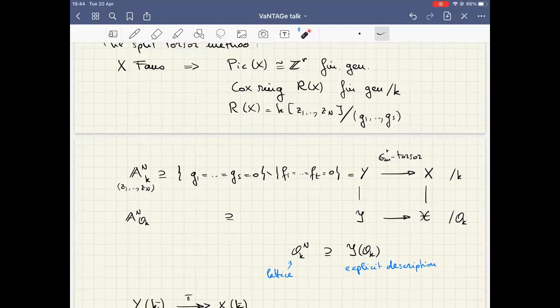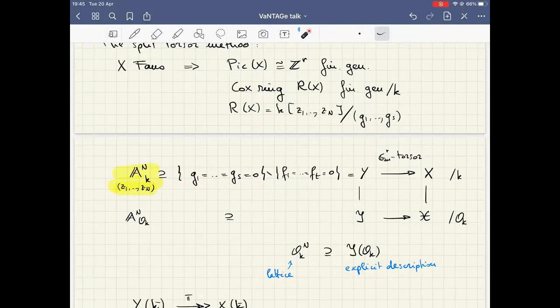The first thing that we do is we look at an affine space whose coordinates correspond to the variables that define my presentation of the Cox ring. And then I'm going to look inside of it at the sub-variety, which is defined just by the equations that define my Cox ring. This is the spectrum of the Cox ring, if you want to think in terms of algebraic geometry. And this is a closed sub-variety of my affine space.